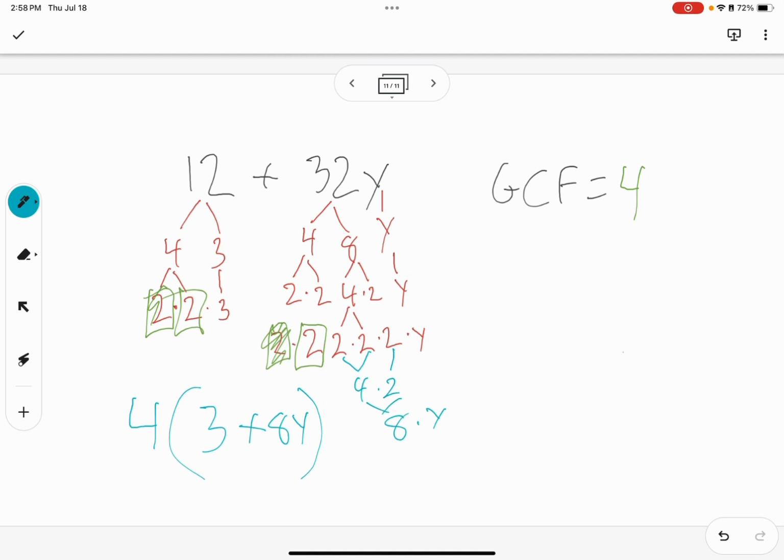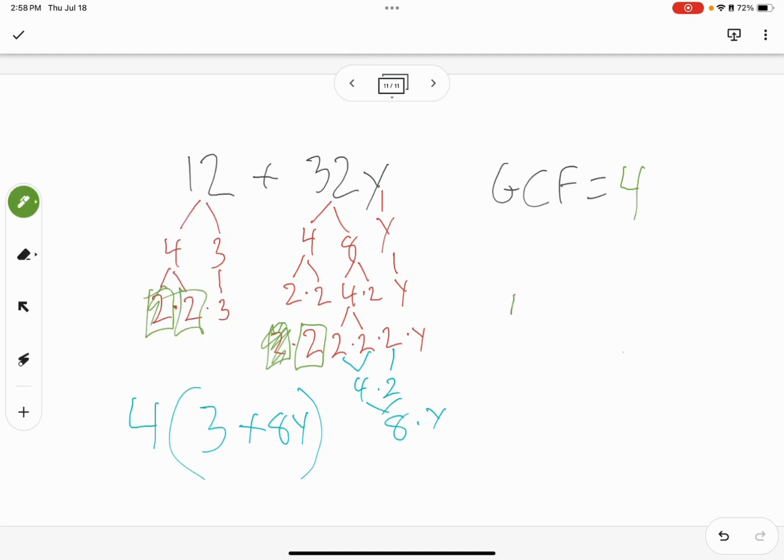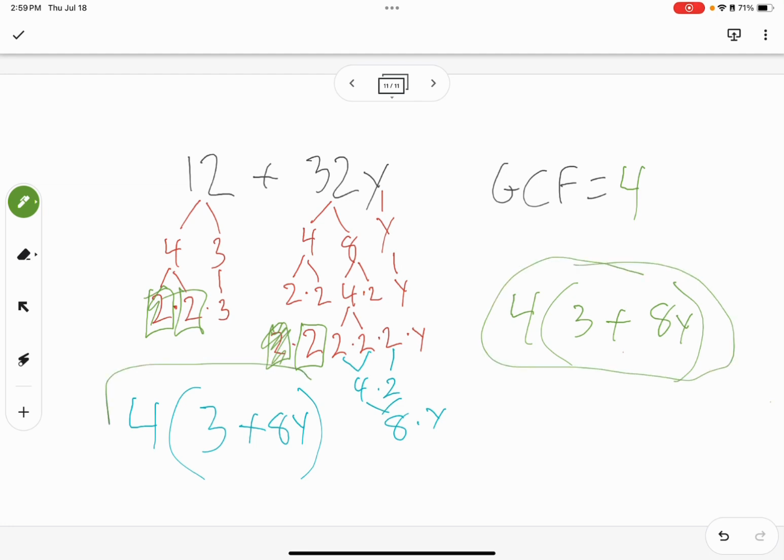The other way we could do it, as Mr. Pacheco showed us, is, again, we write, let's do this in a different color. We can go ahead and write our 4 out here, and then think, what do I multiply 4 by to get 12? Well, it's 3. And what do I multiply 4 by to get 32y? 8y. Okay? And then I've got my addition sign right in the middle, so that's my answer. 2 different ways to go about it.